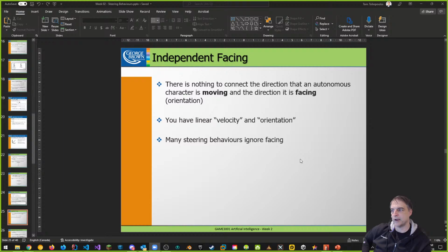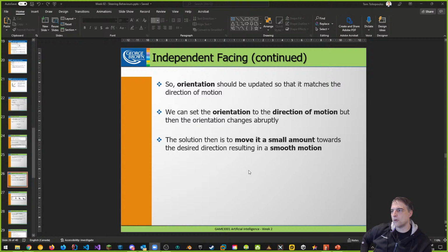So a lot of the steering behaviors we have totally ignore facing. We don't care about the facing of an object. We just care about the motion of the object. Having both velocity and orientation at the same time is nice, but a lot of times we only care about the velocity. So orientation should be updated so that it matches the direction of motion. That would be very nice. It will look much smoother and much nicer.